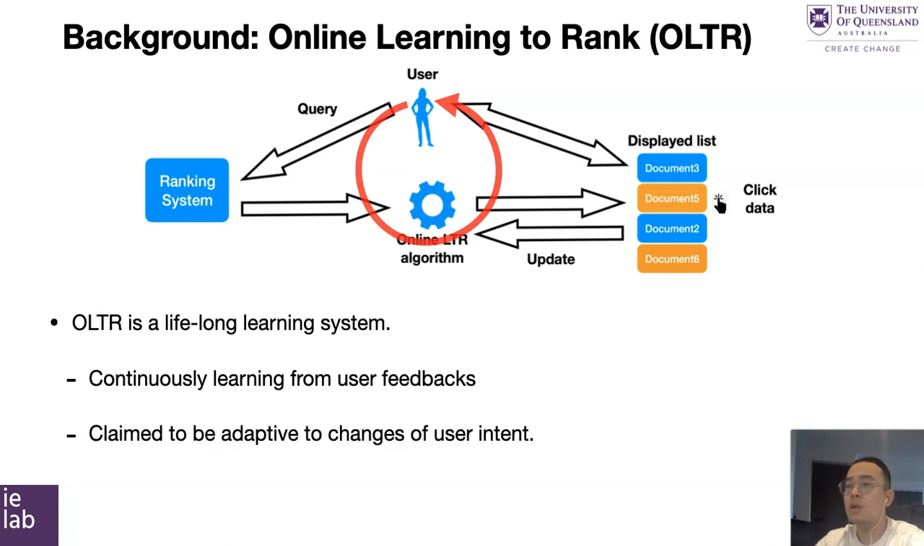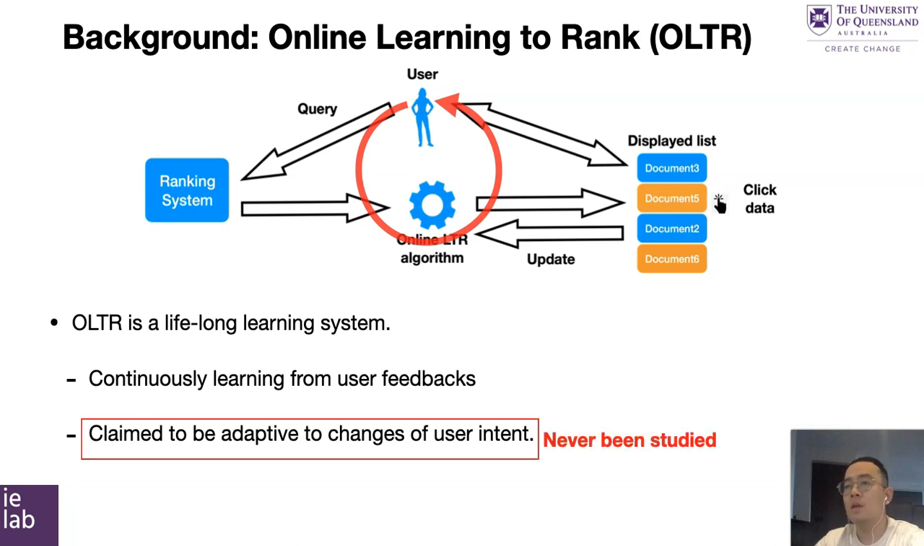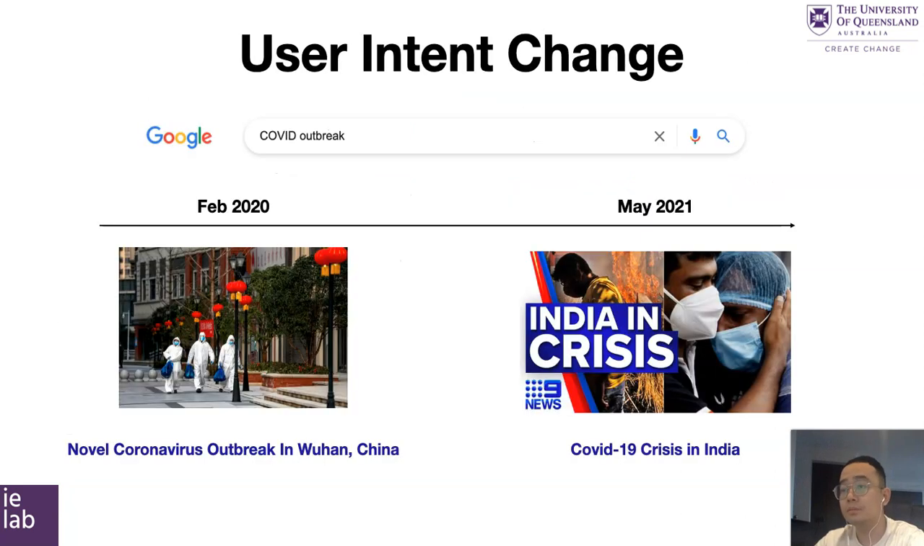Based on this property, the community claims that online learning to rank can adapt to changes in user intent, which seems to be obvious, right? As the user click pattern will change with the user intent change. However, these benefits of online learning to rank algorithms have never been formally studied in the literature. Hence, in this paper, we aim to fill this gap.